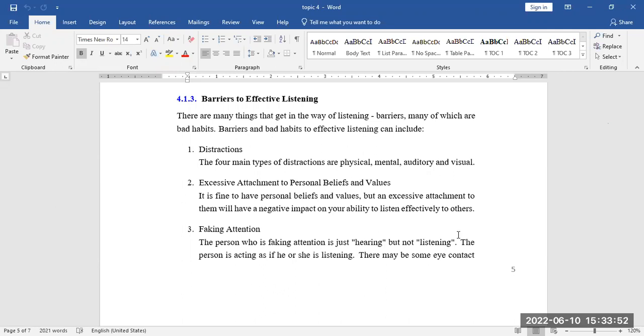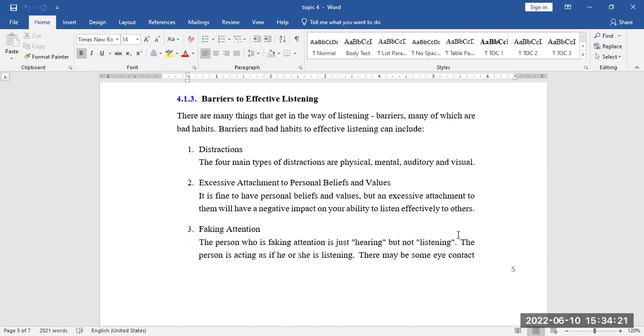Eh? Then we also have mental distractions. You are in class, but you are thinking about how you will go to town to attend to a certain bash or to attend to a certain occasion. That is mental distraction. So your minds are not in class. They have already shifted to that particular occasion.